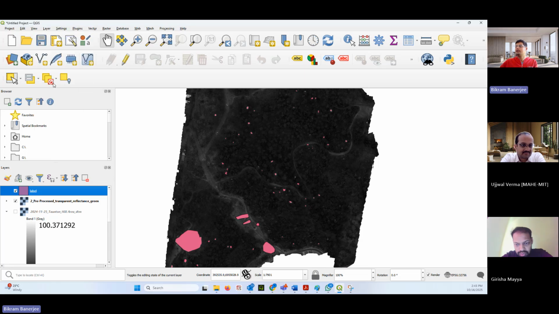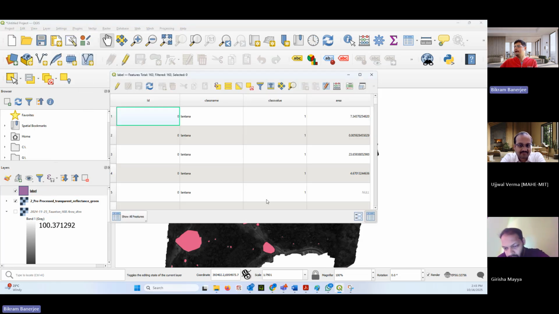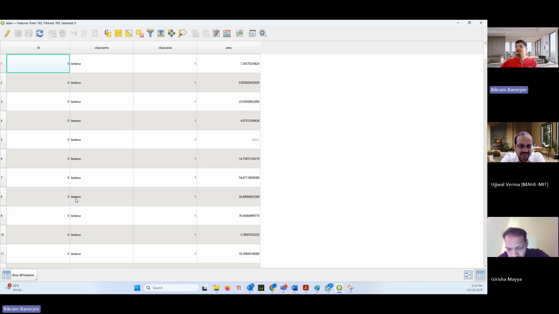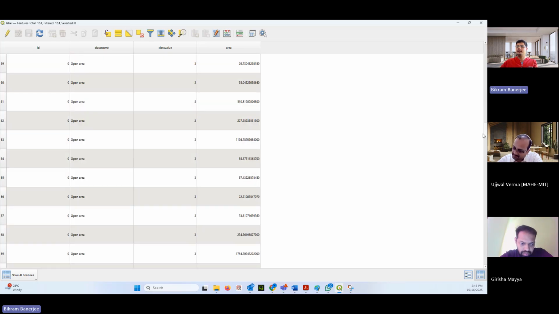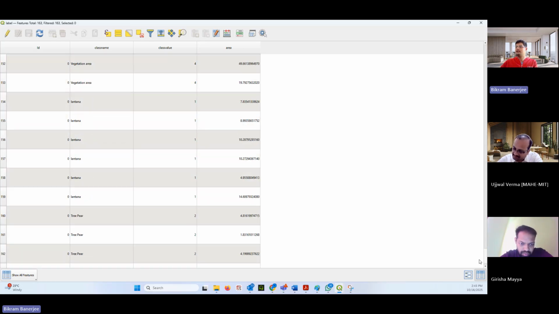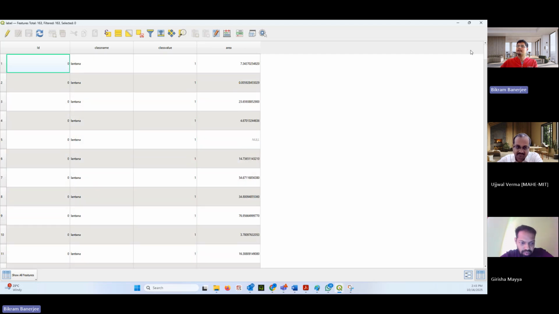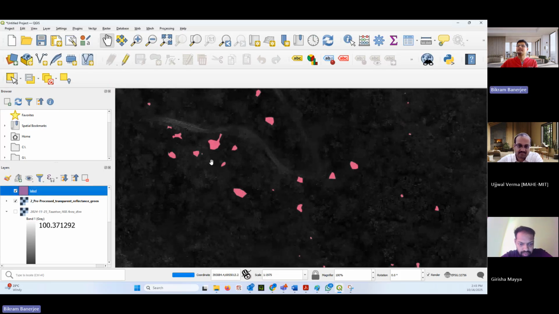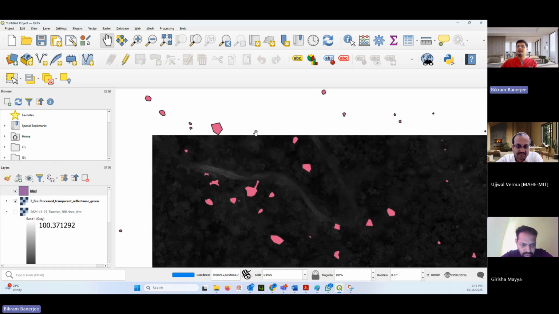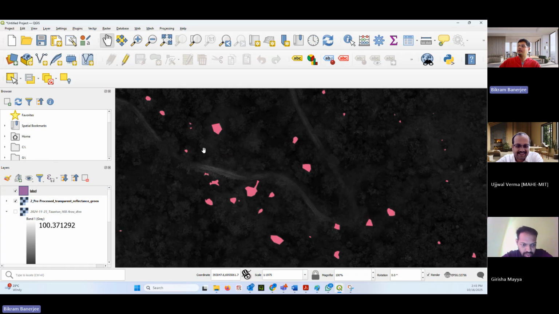I'll go to the attribute table. So we have got mainly 4 classes here. One is lantana, and then there's tree pear, an open area and a vegetation area. So mainly 2 weeds, lantana and tree pear. Because this is not a composite image, it's going to be a bit tricky to interpret, so apologies. Once you combine the bands into RGB, it will make a bit more sense.